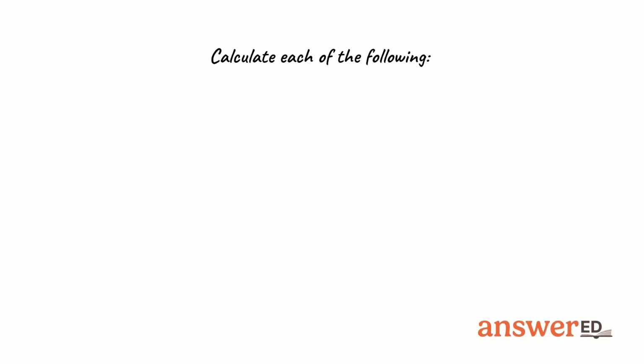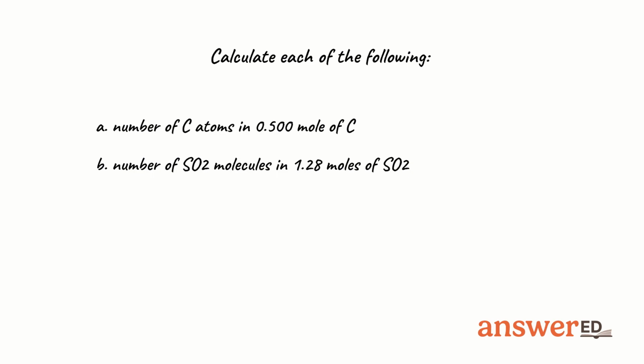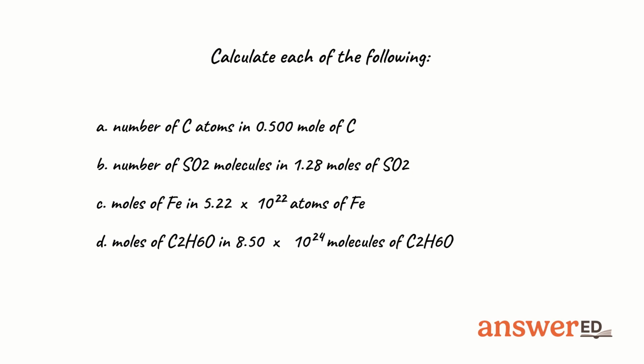Calculate each of the following. A. Number of C atoms in 0.500 mole of C. B. Number of SO2 particles in 1.28 moles of SO2. C. Moles of Fe in 5.22 times 10 to the 22nd atoms of Fe. D. Moles of C2H6O in 8.50 times 10 to the 24th molecules of C2H6O.